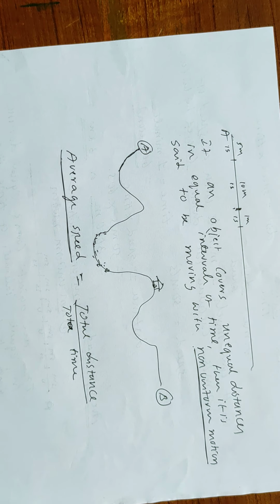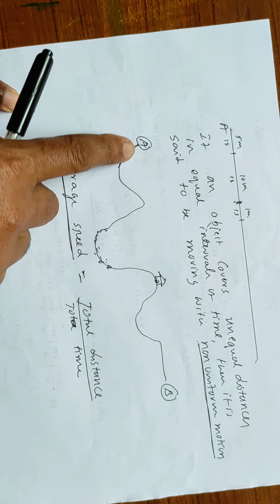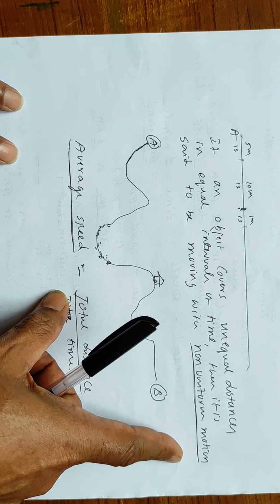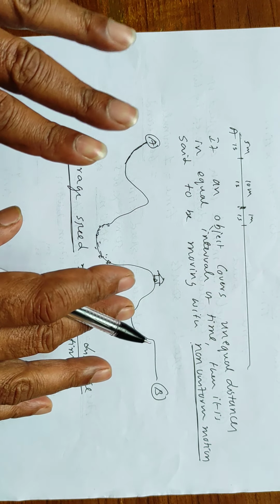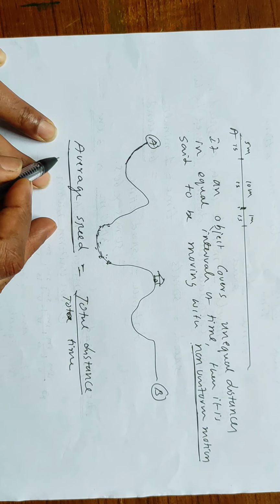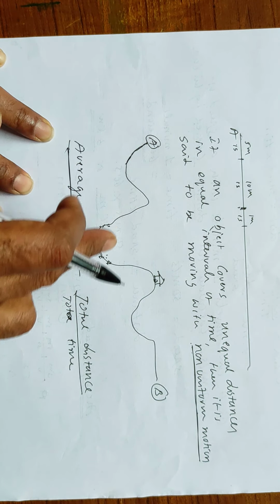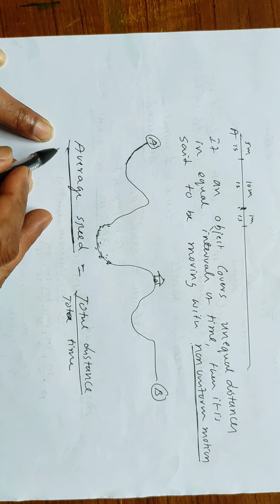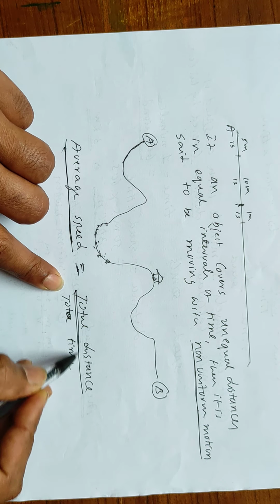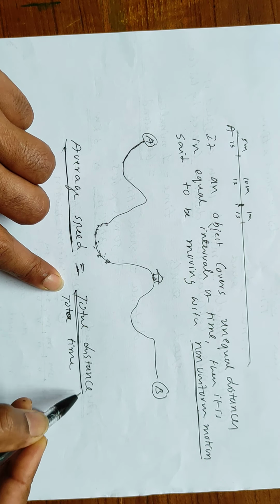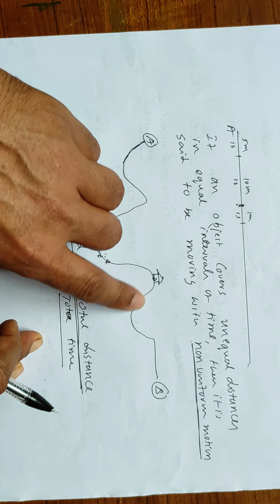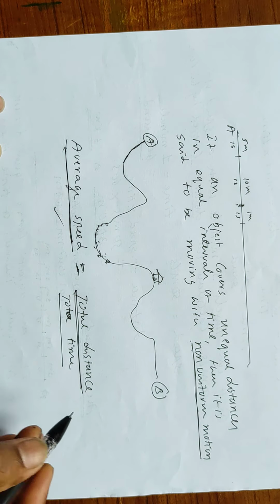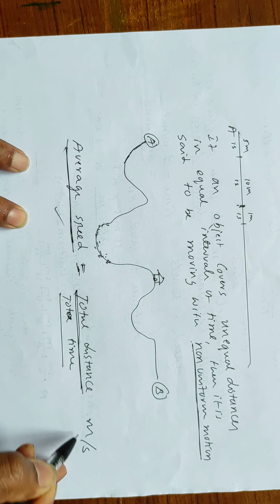What is the need of calculating average speed? Because in most cases, objects do not move with uniform motion. They move with non-uniform motion. Since the speed varies, it is non-uniform, we need to calculate the average. We have to take the average of these speeds. So how to calculate average speed? We have to consider the total distance and the time taken to cover that distance. That gives you average speed. Once again, the unit is meter per second.